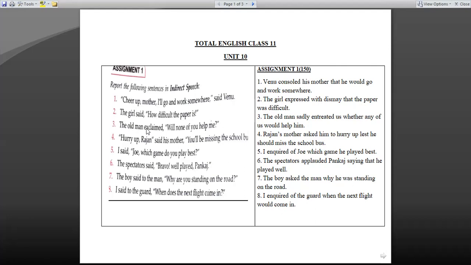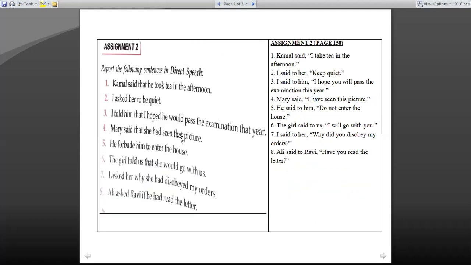The third one, the old man exclaimed, will none of you help me? The old man sadly entreated us whether any one of us would help him. Sorry.